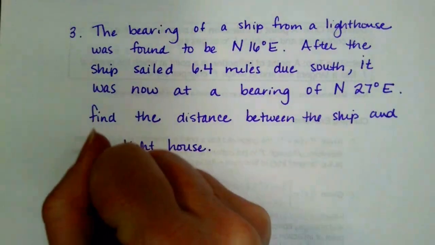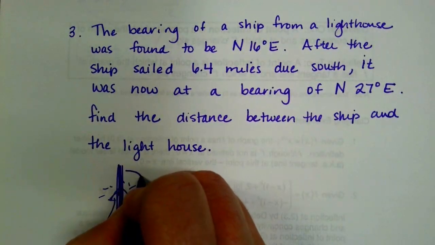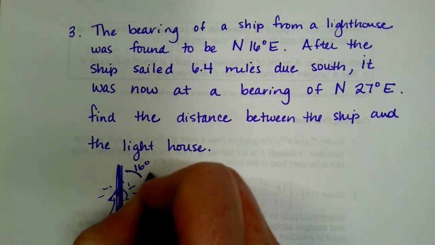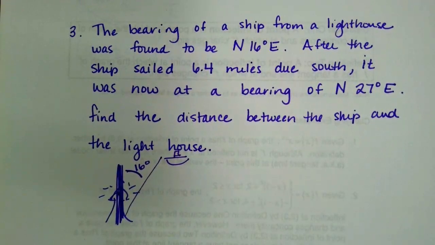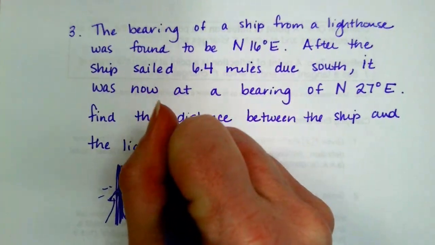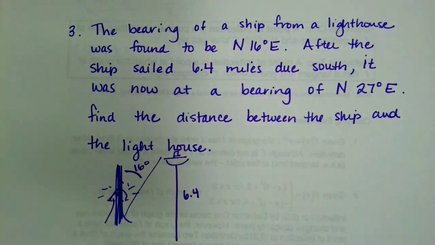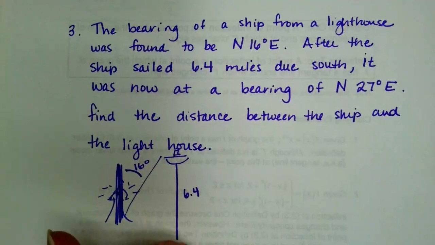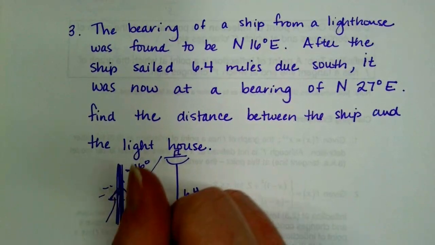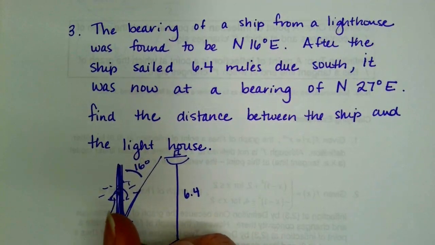So if this is straight north, then north 16 degrees east means this measurement is just 16 degrees. And up here, I have a ship. So here's my ship. And then the ship sails 6.4 miles due south. So I should put my lighthouse over here so it doesn't look so crazy. This is my lighthouse. So this was my 16-degree measurement. And now this ship is, this measurement is 27 degrees.